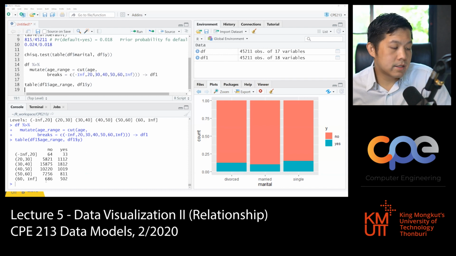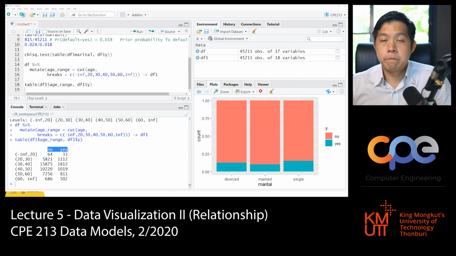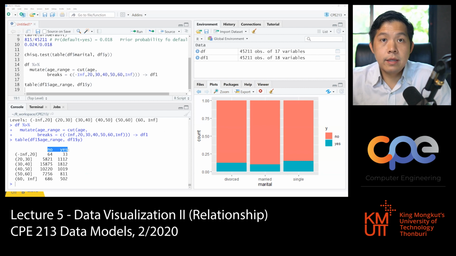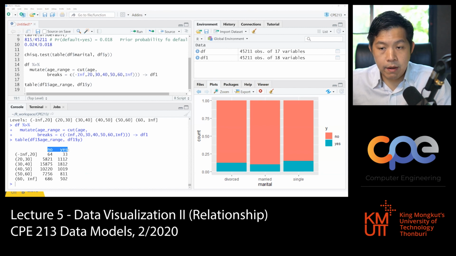Okay, now I got this cross tabulation table that shows the binned numerical column in association with the variable y. Now we can determine the conditional probability, right? Conditional probability of belonging to this age group and the chance to buy.